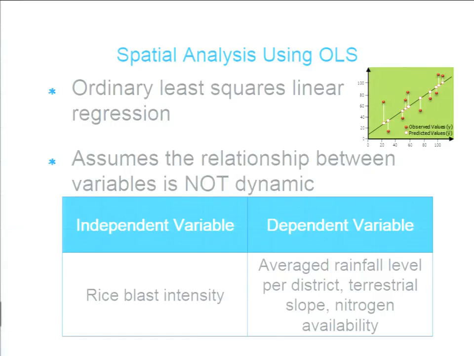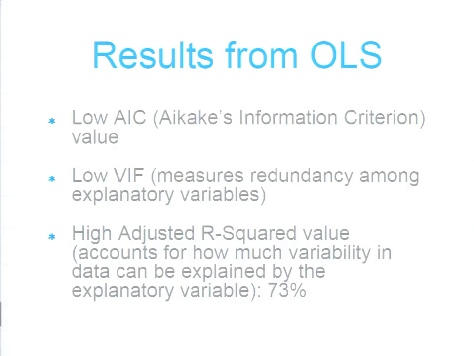As in linear regression, ordinary least squares regression produces a model based on the data I've inputted, which is the predicted values shown in that graph, and then the observed values are the actual intensity of rice blast. The difference between those values is known as the residuals, and I basically want my model to have very small residuals, because that means the model fits my data.